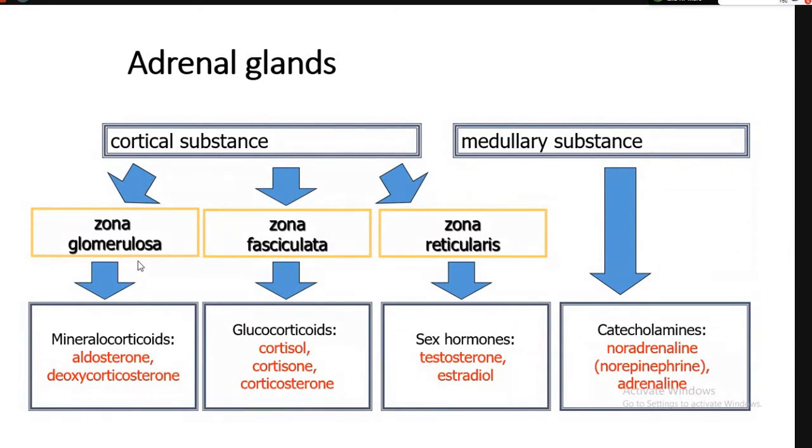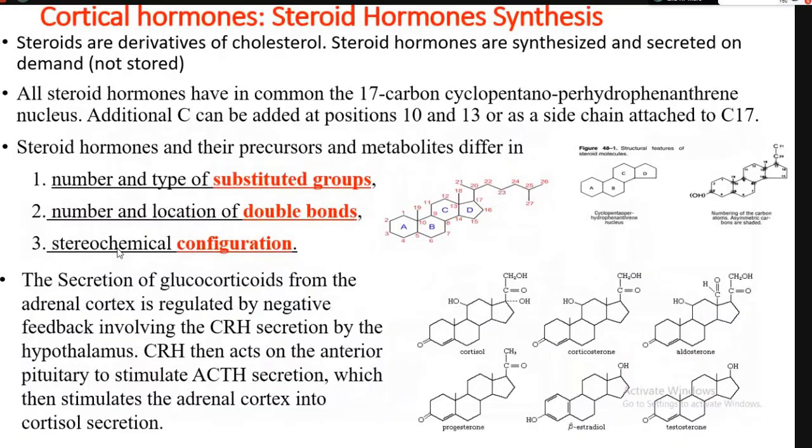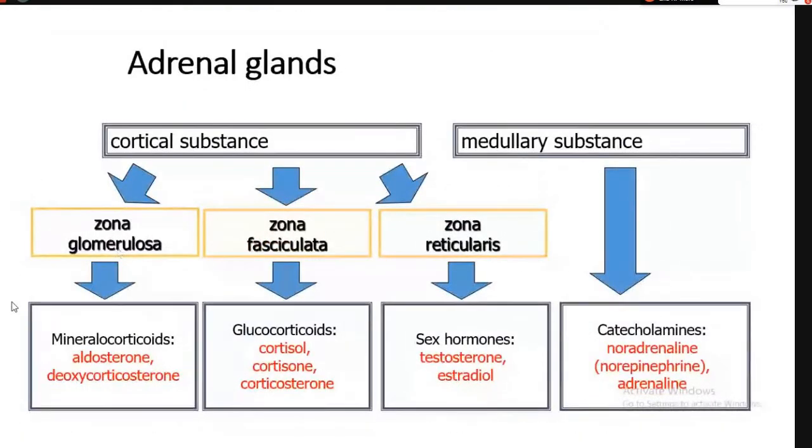I will ask this. From zona glomerulosa, what is the hormone secreted? Mineralocorticoid. At least you have to tell this: the mineralocorticoids are aldosterone and deoxycorticosterone. Every MBBS student, if you don't say this in any viva, then I will be very upset. So name the mineralocorticoids: aldosterone and deoxycorticosterone.